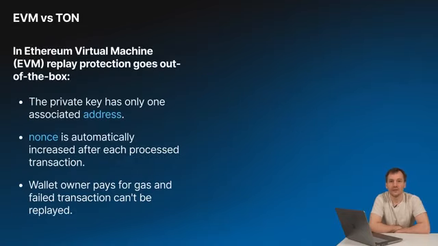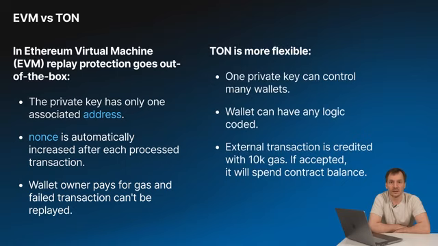In the Ethereum virtual machine, replay protection comes out of the box. First, the private key has only one associated address. Then, the nonce is automatically increased after each processed transaction. And also, the wallet owner pays for gas and a failed transaction can't be replayed.